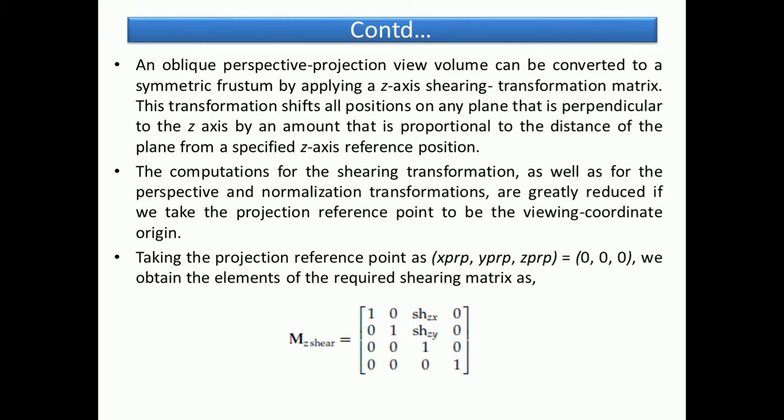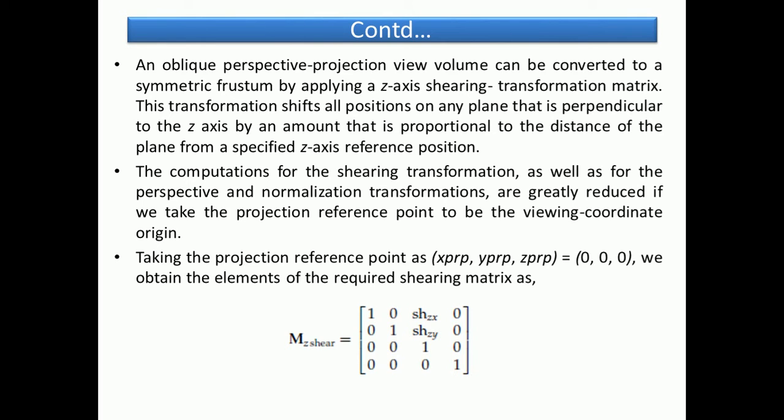An oblique perspective projection view volume can be converted to a symmetric frustum by applying a z-axis shearing transformation matrix. This transformation will shift all the positions on any plane that is perpendicular to the z-axis by an amount that is proportional to the distance of the plane from a specified z-axis reference position. In this case, the reference point is zprp, which is the z coordinate of the projection reference point.